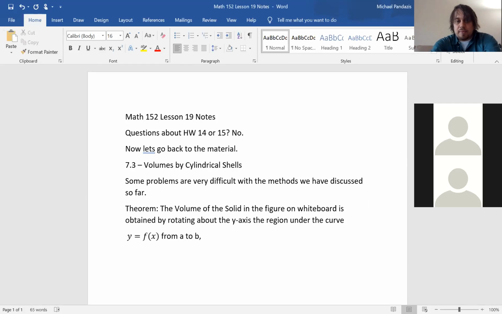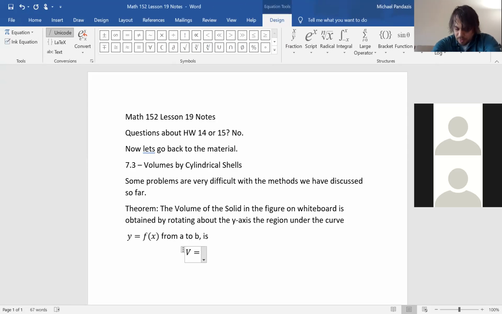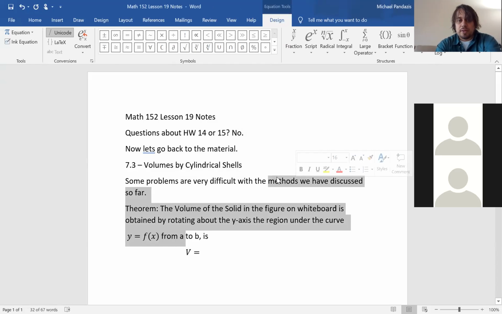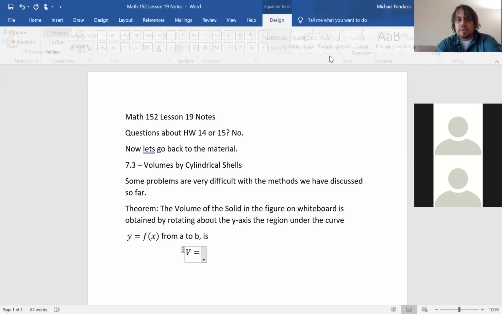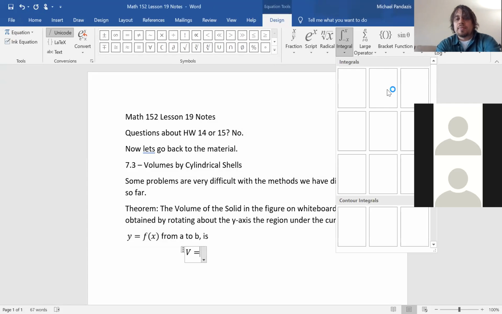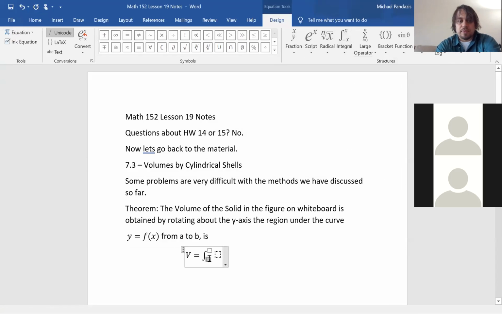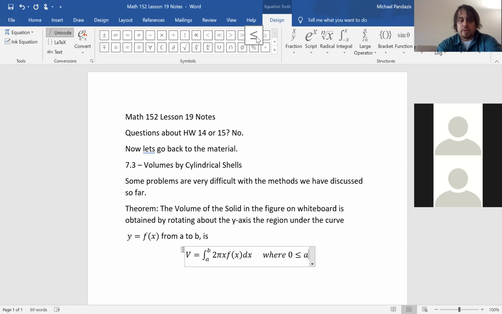Okay, that volume V is equal to the definite integral from A to B of 2 pi x f of x dx, where 0 is less than or equal to A and strictly less than B.